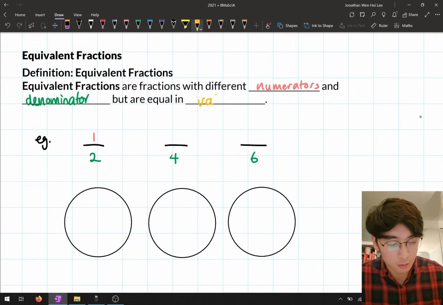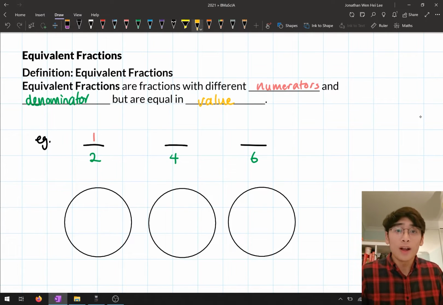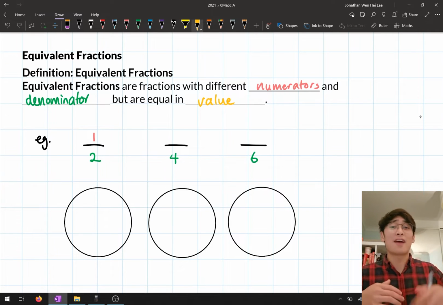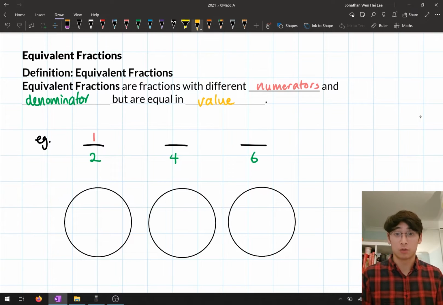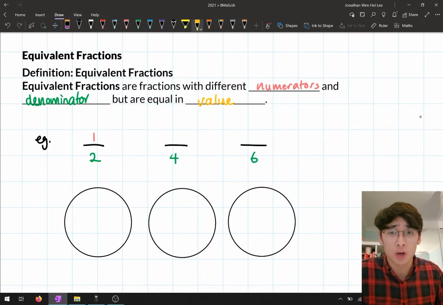Let me write this correctly. So what equivalent fractions are? These are just fractions which, even though they may have different numbers at top and different numbers at bottom, represent the same value. So here I've got an example to show you this.